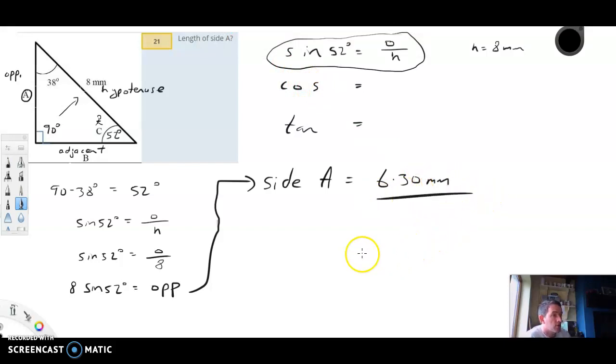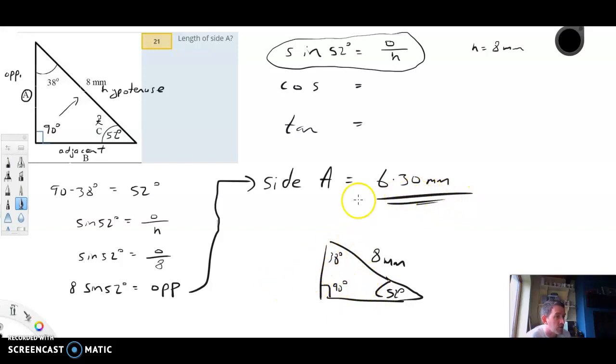And again, you could draw that one out. Draw a triangle on a piece of paper with 8 millimeters or 8 centimeters, even, it might be more practical, you could use centimeters instead. And use a protractor and 52 degrees here. Try and construct a triangle and see if it all works out. And that'll be a good way of reinforcing this learning here. Anyway, 6.3 centimeters for side A.